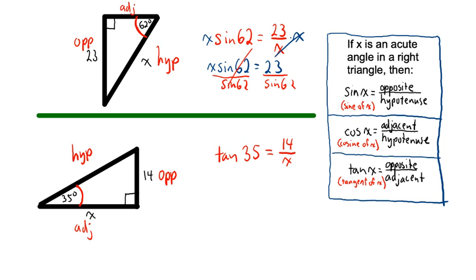Now I've got x equals 23 divided by the sine of 62 degrees. And probably it's a good habit to write the units here. And I pick up a calculator, 23 divided by, hit the sine button, type in 62. You should get 26.049, which rounds to 26.0.